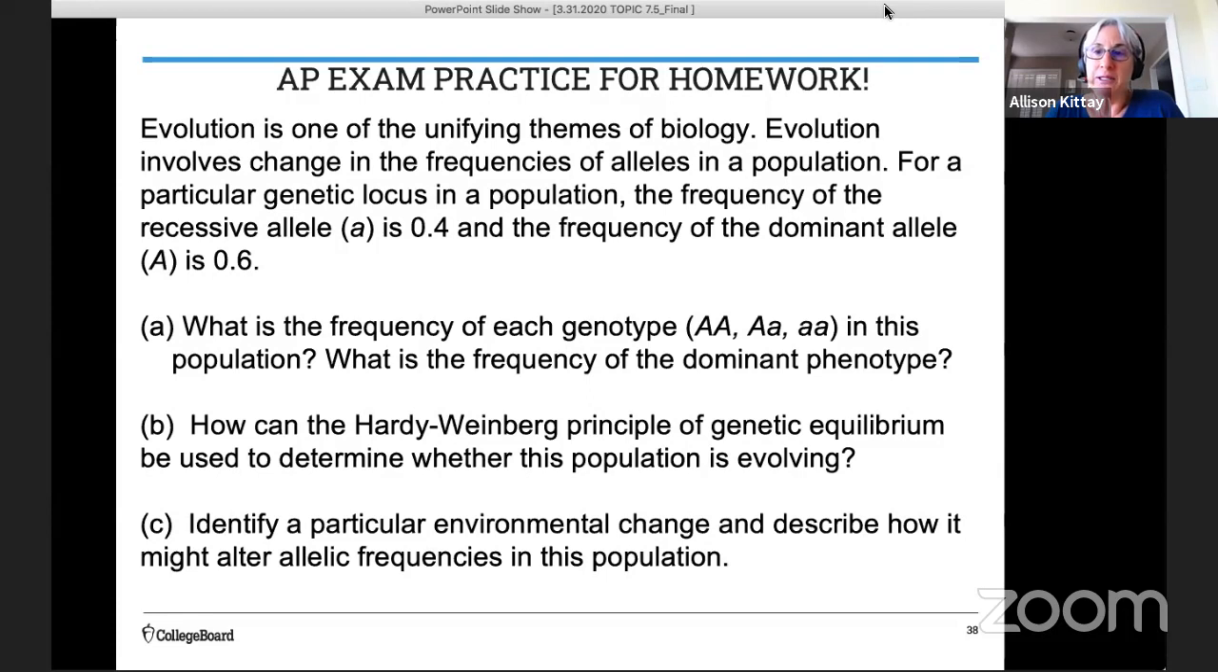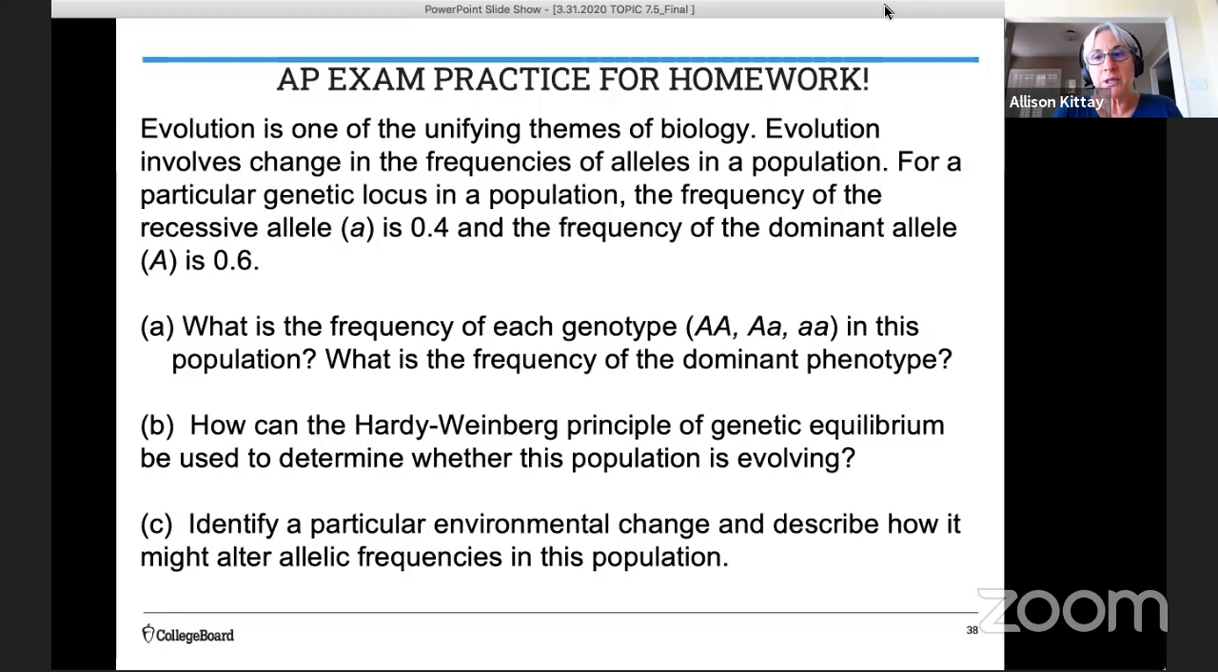You're asked to do 3 separate things. In part A, what is the frequency of each genotype? So you need to calculate the genotype frequencies for big A, big A, little a, and little a in the population. And then you need to calculate the frequency of the dominant phenotype. Part B, how can the Hardy-Weinberg principle of genetic equilibrium be used to determine whether this population is evolving? And in part C, you're asked to identify a particular environmental change and describe how it might alter allelic frequencies in this population. And I'll give you a hint. Think about the conditions that have to be present for Hardy-Weinberg to hold true.